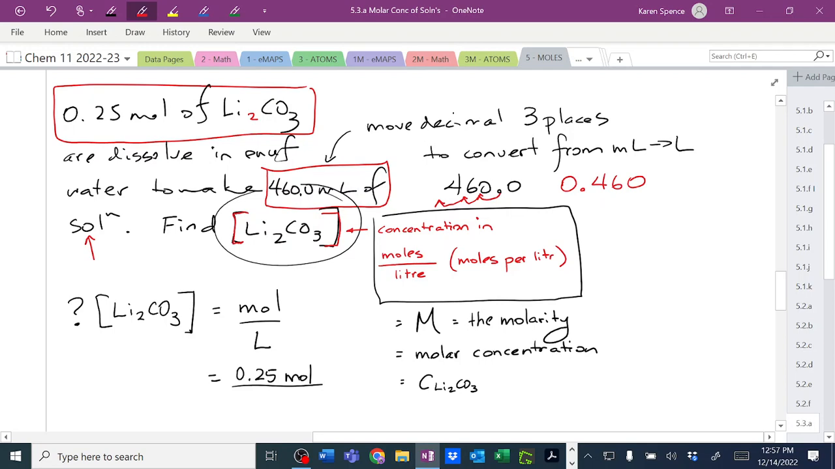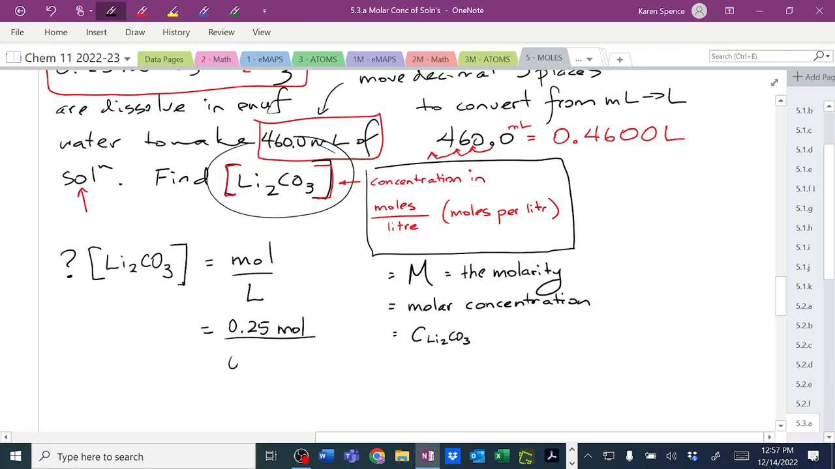Do I need another 0? Yes, because that has 4 sig figs. Okay, so that is milliliters equals that many liters. If you want to use conversion factors to do that conversion, you are quite welcome to, no problem, but you don't have to. You can just move your decimal place and write liters.